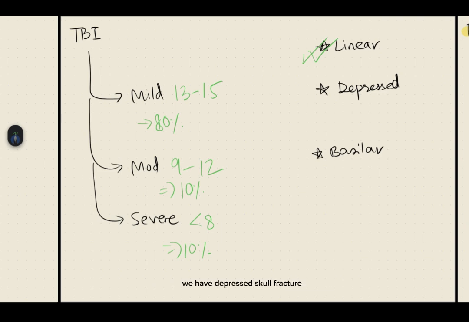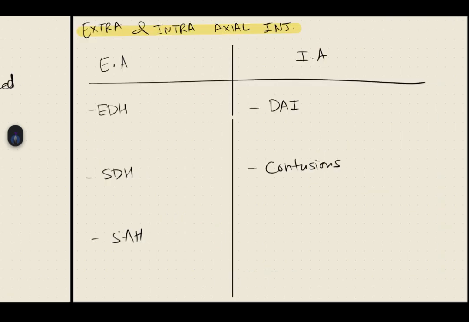We have depressed skull fractures, where the skull gets pushed in and there is an increased risk of developing seizures or infections. And then we have the basilar skull fracture, which has the textbook signs of Battle sign, raccoon eyes, and CSF rhinorrhea or otorrhea. Moving on to extra-axial and intra-axial injuries.